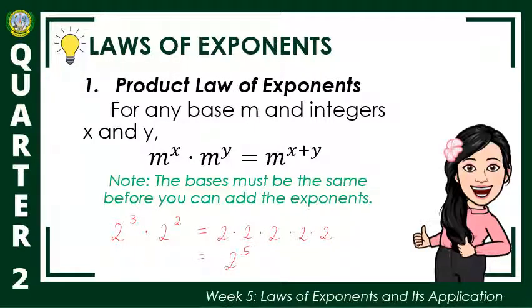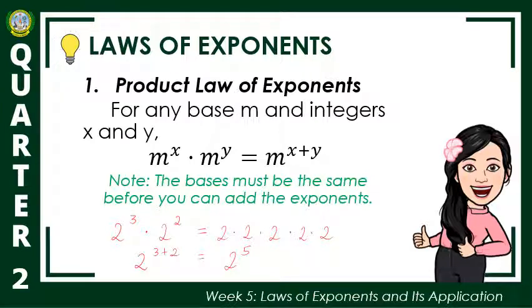So, kung titingnan po natin, kung babalikan natin yung given, we can just simply add 3 and 2 to get 5. So, ang shortcut natin is 2 raised to 3 plus 2. So, no need nang i-expand po siya ng ganito kahaba. We can just show na i-add natin yung exponents para makuha yung tamang sagot. So, the answer is 2 raised to 5.